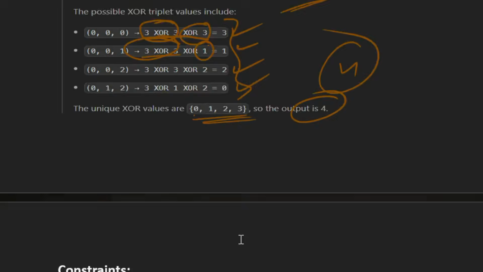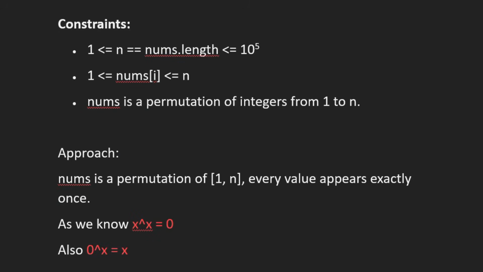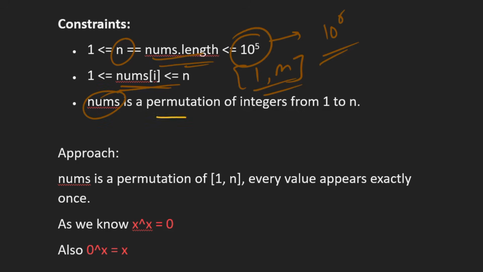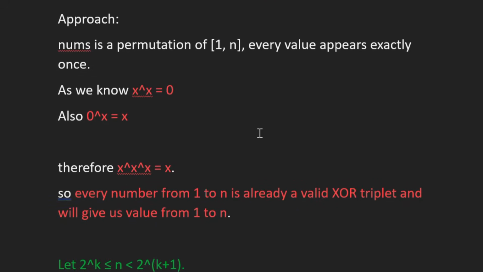So let's see the constraints. The n, which is nums dot length, is up to 10 to the power 5. So basically in our array we can have at most 10 to the power 5 elements, and each element value is from 1 to n, and nums is a permutation of integers from 1 to n, right? So let's see the approach part.